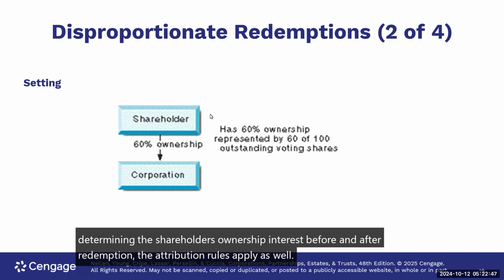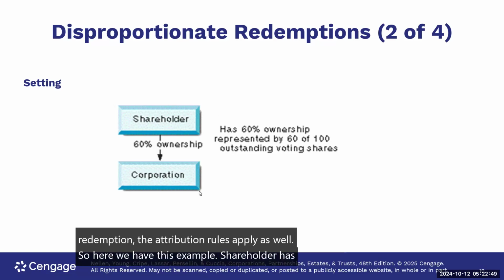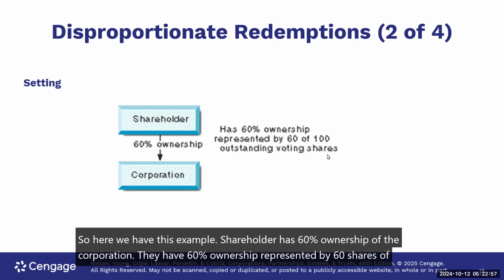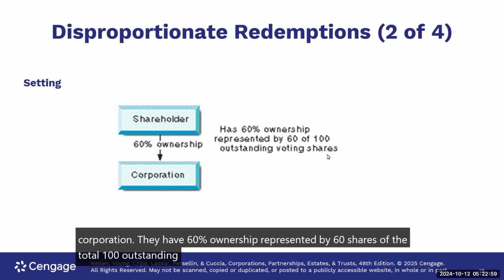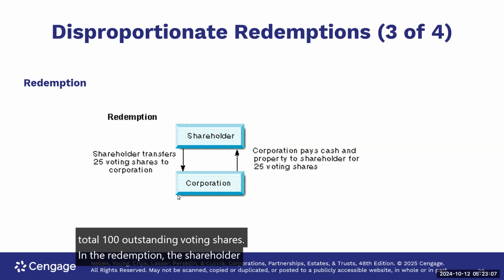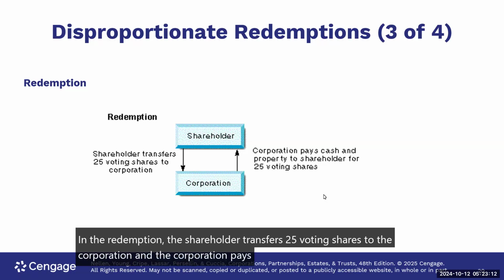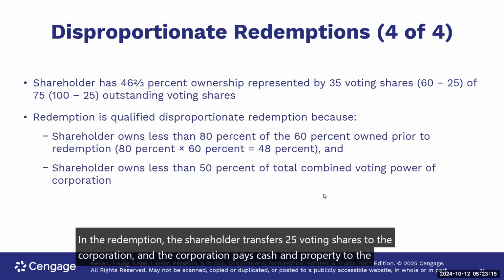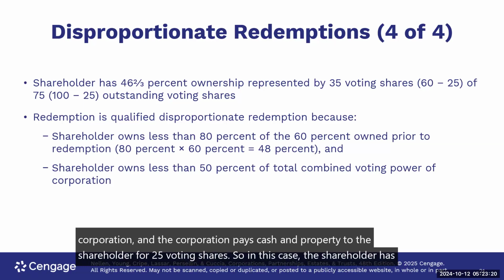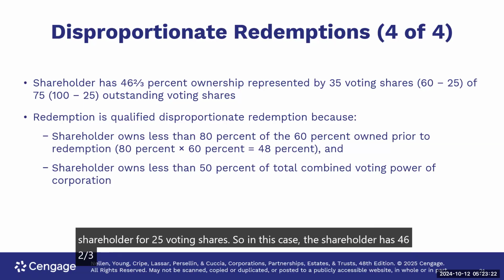So here we have this example. The shareholder has 60% ownership of the corporation, represented by 60 shares of the total 100 outstanding voting shares. In the redemption, the shareholder transfers 25 voting shares to the corporation, and the corporation pays cash and property to the shareholder for the 25 voting shares. In this case, the shareholder has 46 2/3% ownership represented by 35 voting shares.